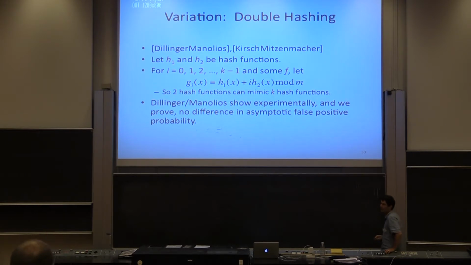So you really have a starting point and an offset. And we can use that to mimic our k hash values. It was shown experimentally that this doesn't lead to any difference, and we were able to show this formally, that this actually led to no difference in behavior.